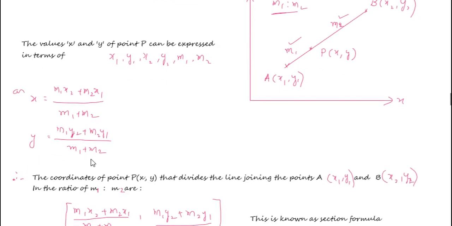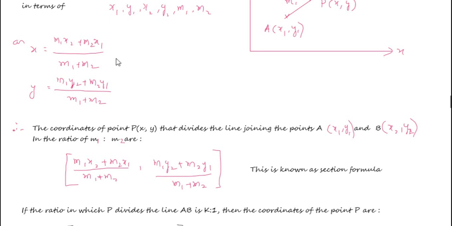Now let me state this again. The coordinates of the point P, that is x, y, that divides the line joining the points A and B in the ratio of m1 and m2 are m1 x2 plus m2 x1 divided by m1 plus m2 and m1 y2 plus m2 y1 divided by m1 plus m2. This is known as section formula. You need to just remember this. We need not understand how we arrived at this. That is out of the scope.